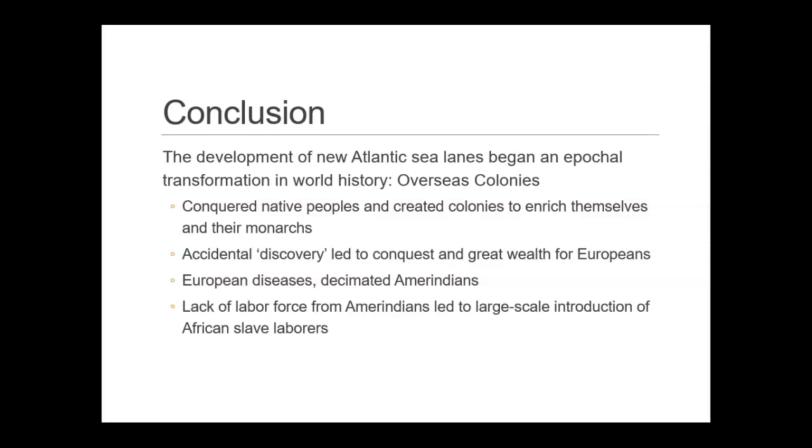As we move along, you will continue to learn about the consequences of colonization and Spanish colonial life.